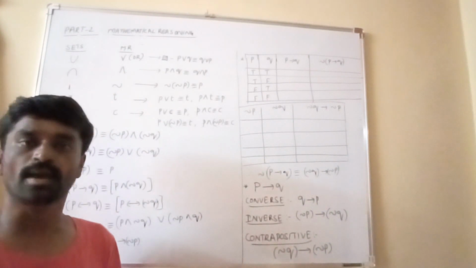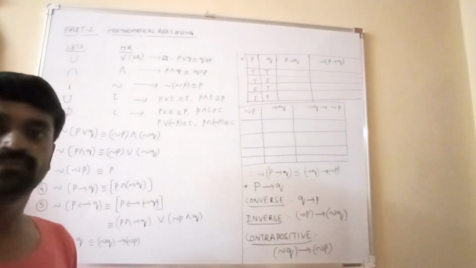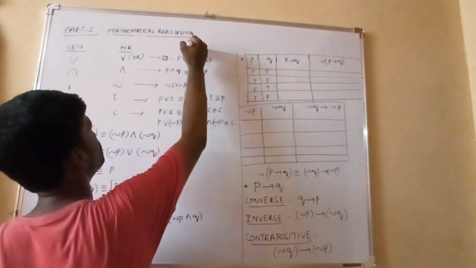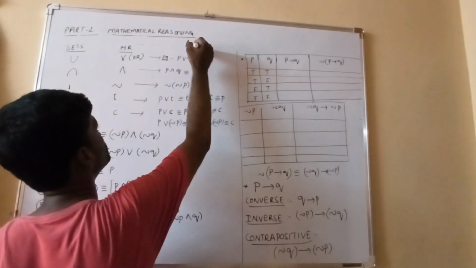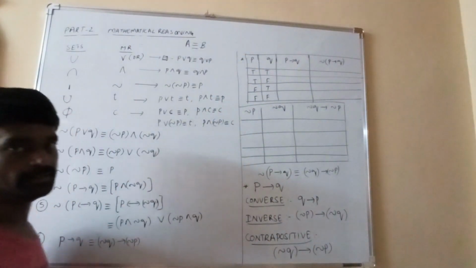For example, if capital A and capital B are two compound statements and they are logically equivalent, it is denoted by the compound statement capital A logically equivalent to the compound statement capital B.